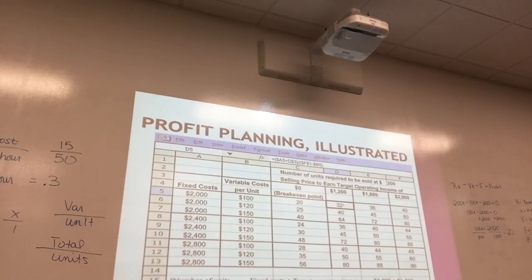The one way that you can figure out $1,200 is what? Instead of putting 0 here, what do I put if I want to make $1,200? I would put the 1,200, right? The other way is finding my contribution margin. What's my contribution margin?